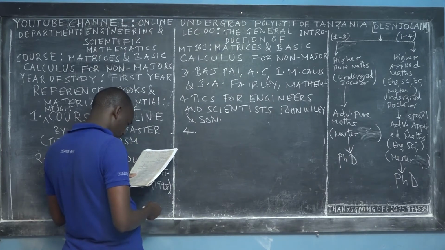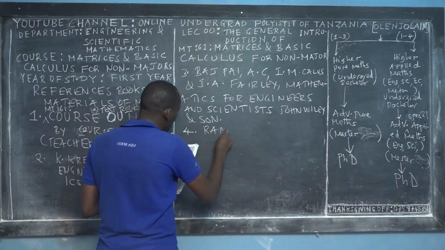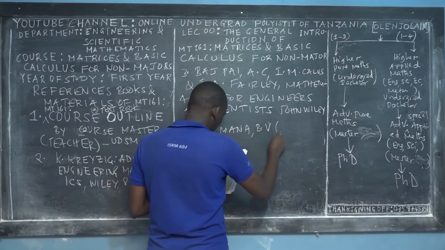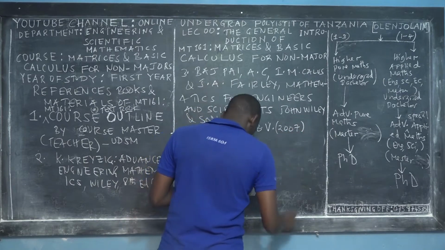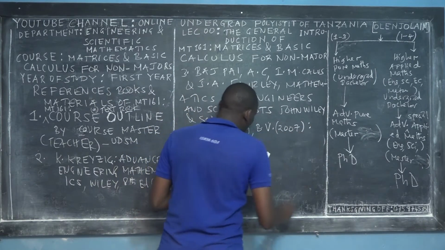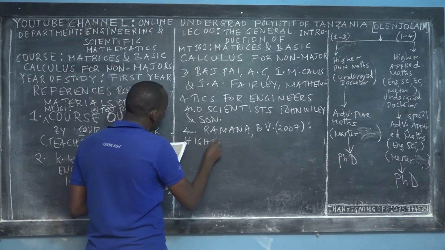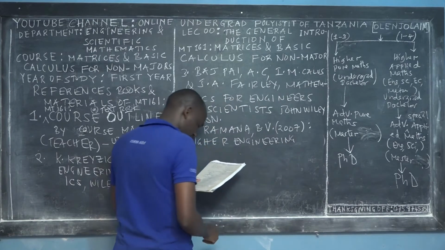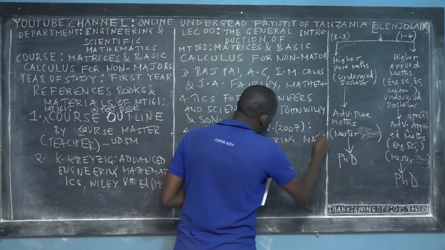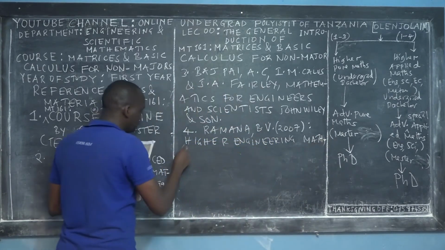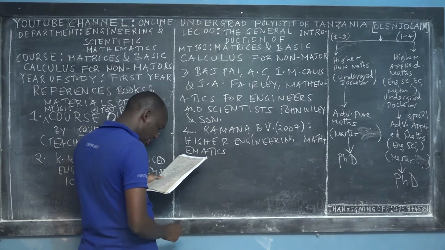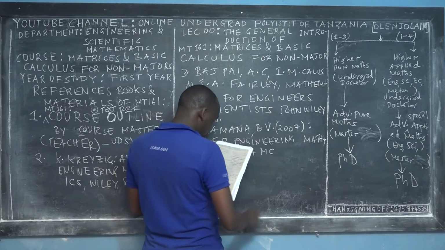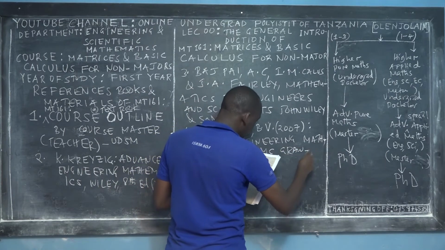The first reference is authored by Ramana B.V., who edited this book in 2007, and the book is called Higher Engineering Mathematics. Higher Engineering Mathematics, and the publishers are Tata McGraw-Hill.